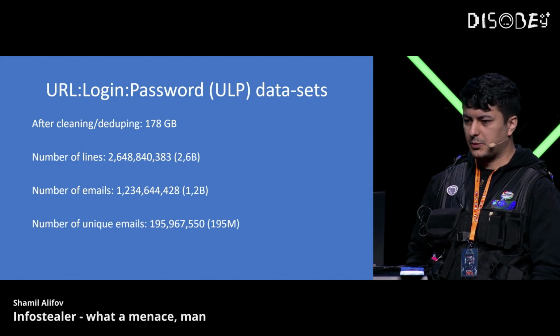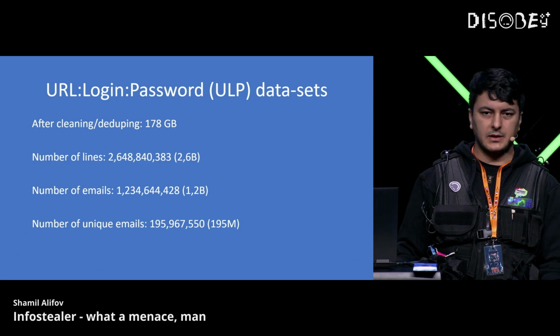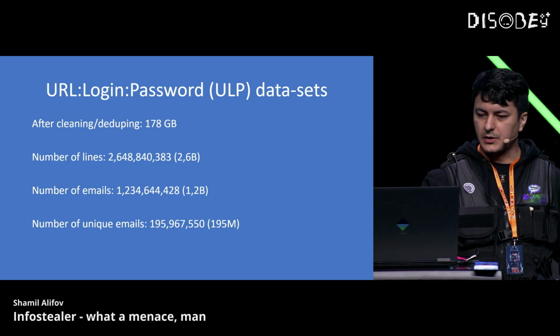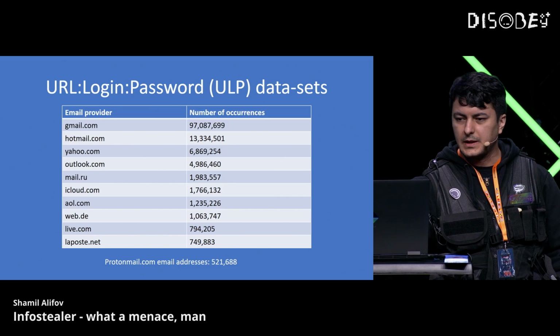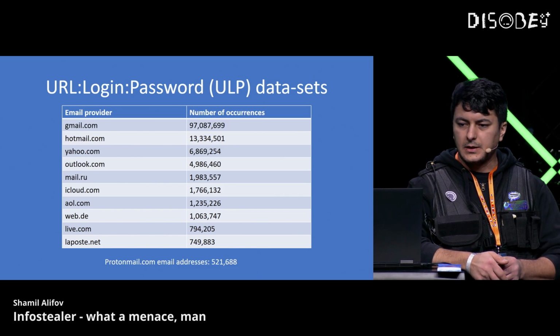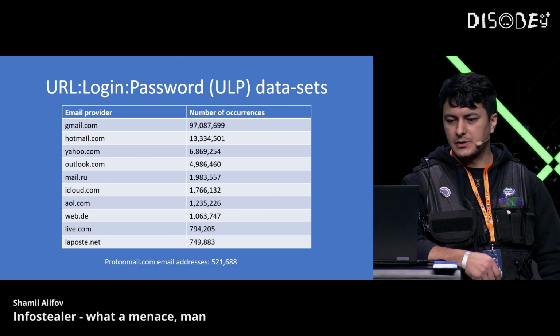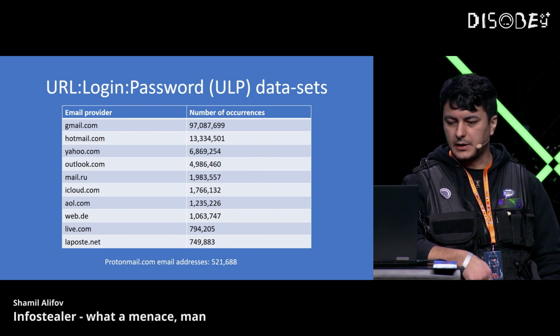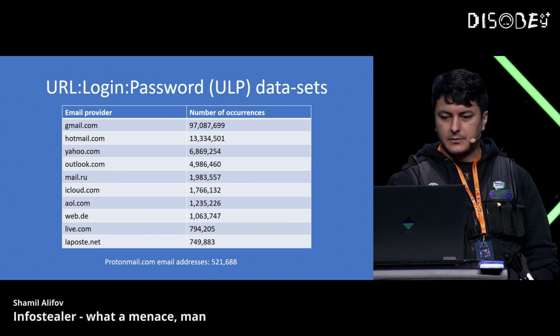Number of lines, 2.6 billion. Number of emails, 1.2 billion. And when I counted the unique emails, I got 195 million. Probably no surprise, the most used email providers, or the domains, were Gmail, Hotmail, whatnot, and interestingly, ProtonMail had 521 findings.